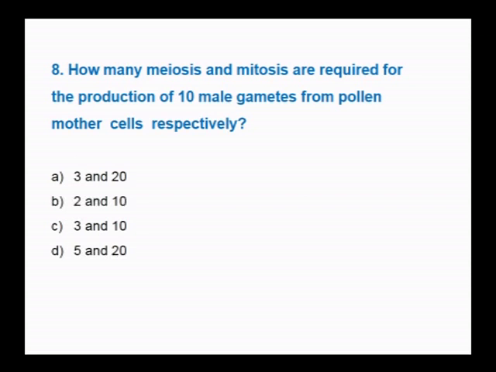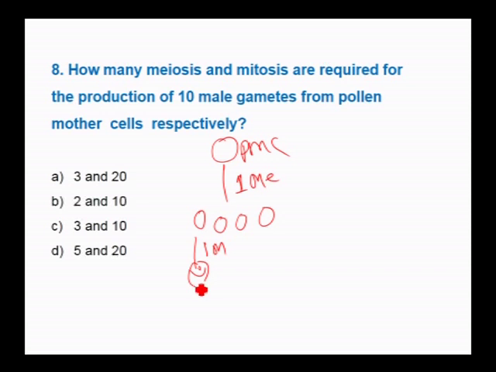Next question. How many meiosis and mitosis are required for the production of 10 male gametes from pollen mother cell respectively? One pollen mother cell undergoes one meiosis to produce 4 microspores. Each microspore undergoes one mitosis to produce a 2-celled pollen grain. Again, one more mitosis to produce 2 male gametes. So, one pollen mother cell to produce 2 male gametes: 2 mitosis and 1 meiosis.